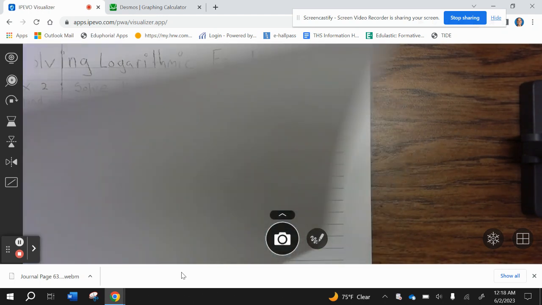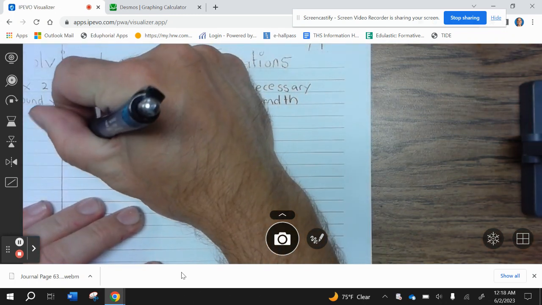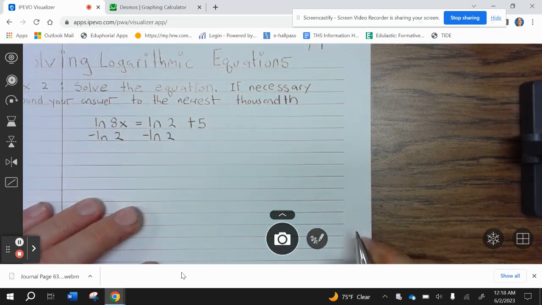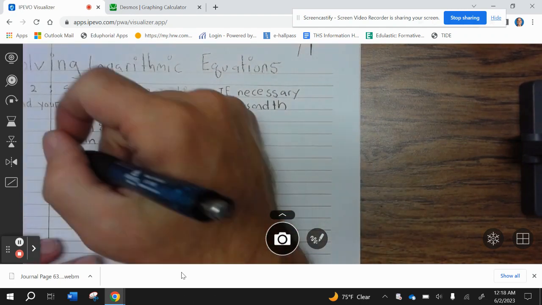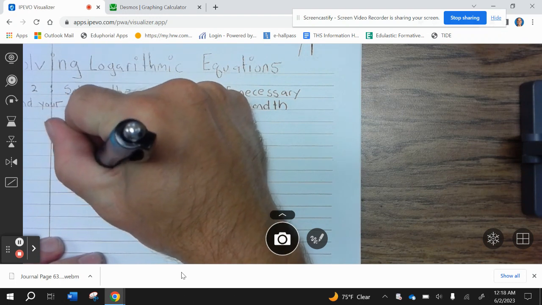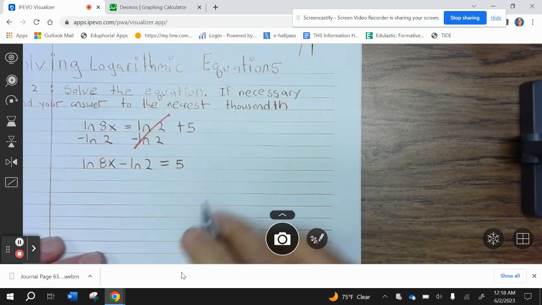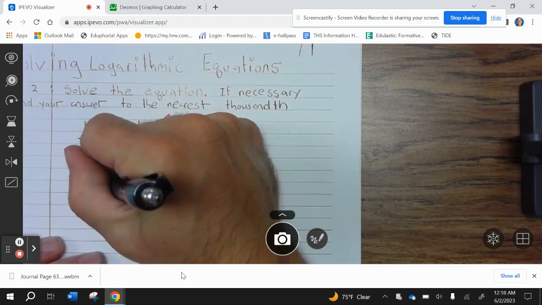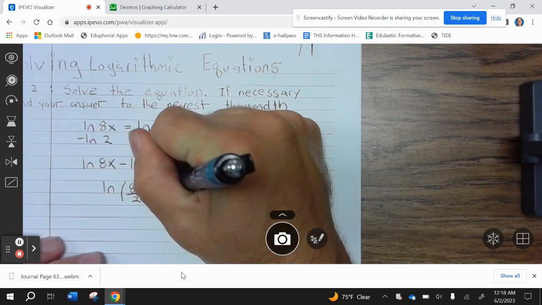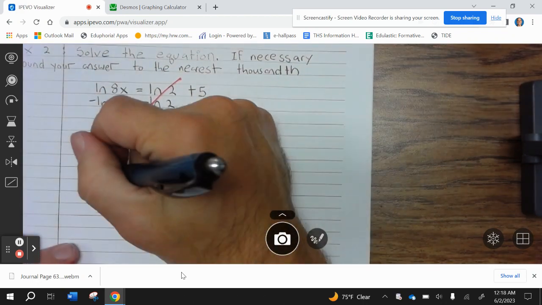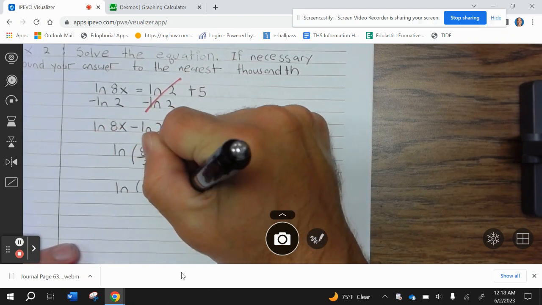All right, let's take a look at the next example. Here we're going to subtract ln of 2 to both sides. This cancels. You get ln of 8x minus ln of 2 equals 5. Now subtraction to division, so ln of 8x divided by 2 equals 5. So then that's ln of 4x equals 5.